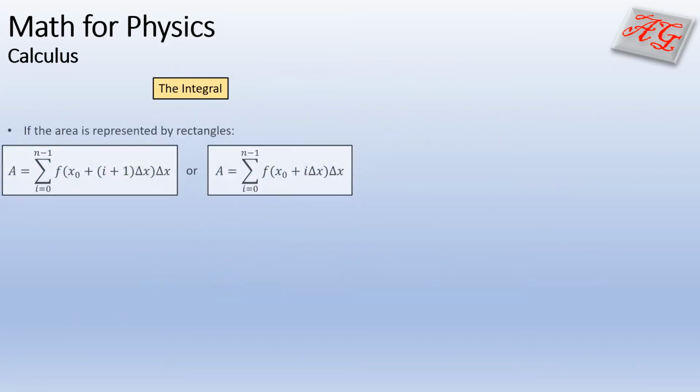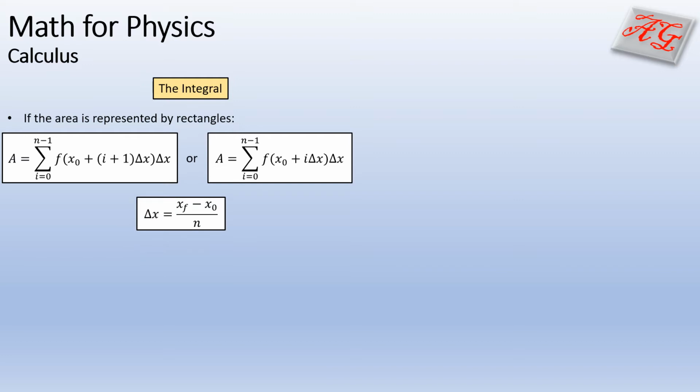So if the area is represented by a sum of rectangles, we can calculate the area of the ith rectangle by taking the value of the function at x plus i times delta x, times the width of the rectangle delta x, where delta x is constant throughout the interval and is given in terms of the size of the interval that is divided into n rectangles. Of course, the total area is the sum of all of these rectangles, and you can over or underestimate the area.